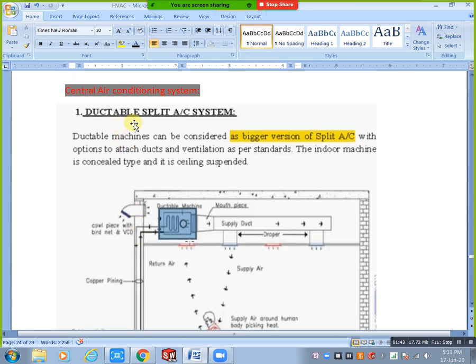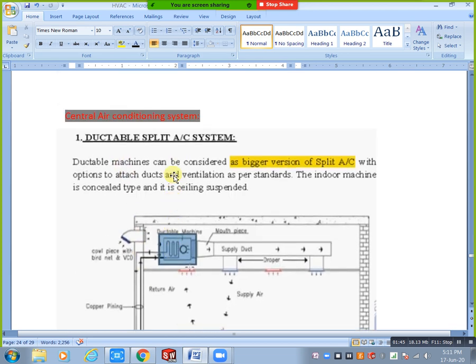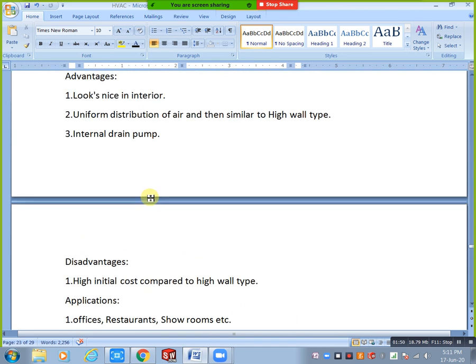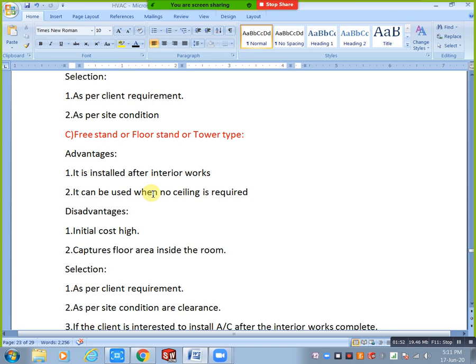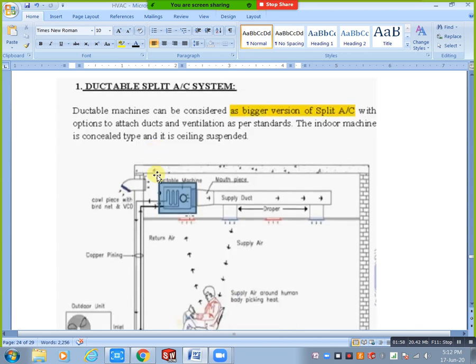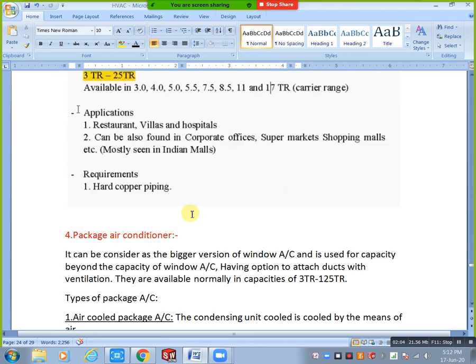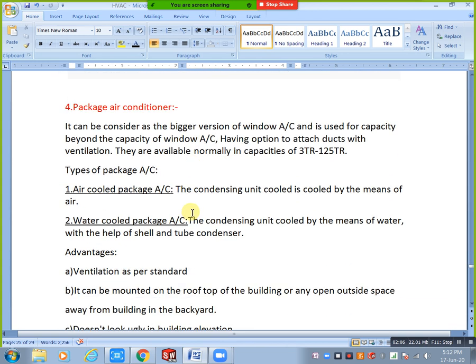This is ductable split AC system. We have two units. For example, you will take any split system, you will take tower type or high wall type or cassette type. We have two systems, outdoor unit one, indoor unit one, right? Indoor unit nothing but a FCU. But you will take ductable also, we have two units. This is indoor unit and this is outdoor unit. Okay, but you will take package condition, just we have one system, totally one, like a window type.